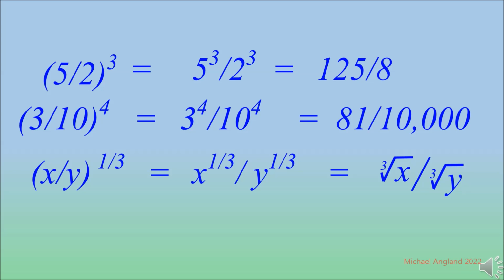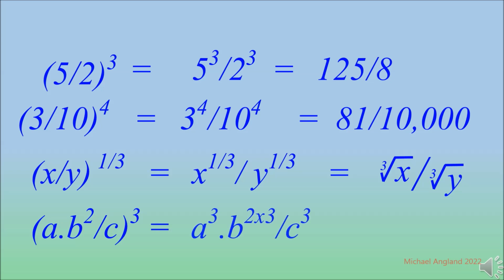Next example, (a times b squared over c) all to the power of 3. Now we already have a power attached to one of the variables inside the brackets, so we follow one of the previous rules. Well, that's equal to a cubed, b squared to the power of 3, which is b to the 2 times 3, over c cubed, which is equal to a cubed b to the 6 over c cubed.